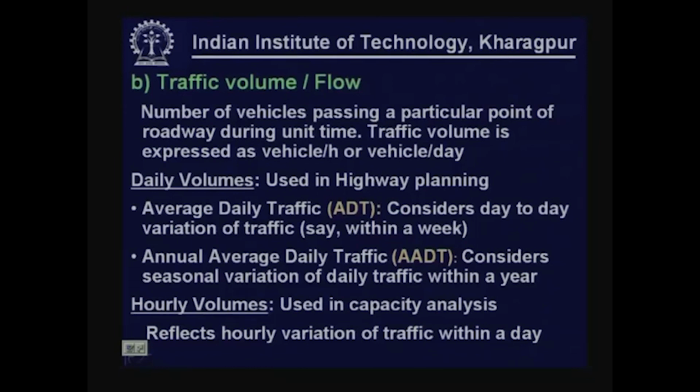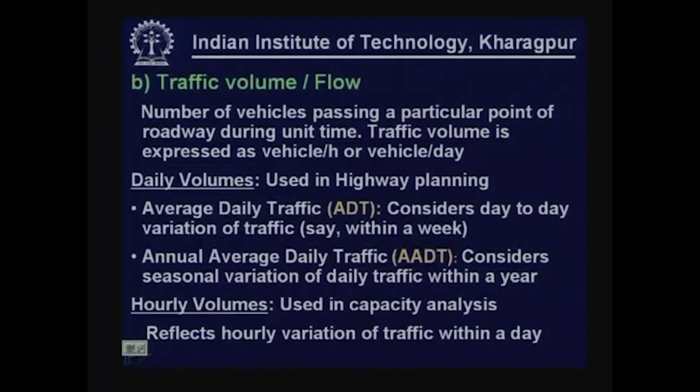One is commonly known as ADT, that is the average daily traffic, which considers generally the day to day variation, say within a week. So, we take traffic measurement for 7 days and take the average of that. So, we do consider the variation of traffic within a week.